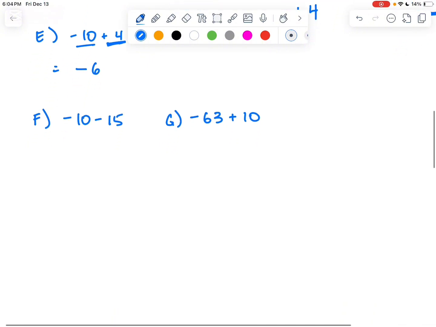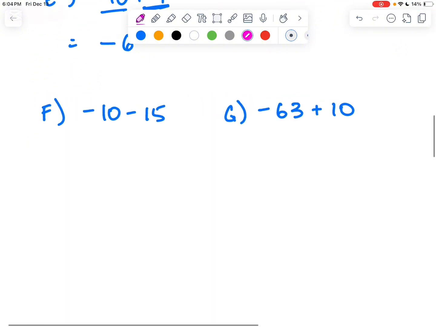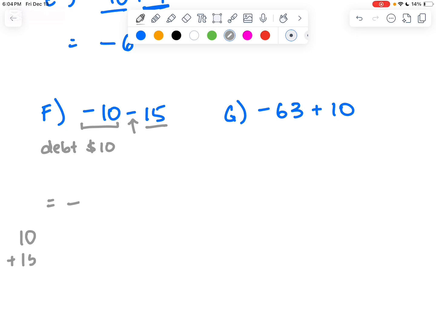Okay, now that you've tried them yourselves, let's take a look at this F question. So I start the day, I'm in debt $10. And I realize I owe someone another $15. So now I am in even bigger debt than I was before. So for my rough work, I can add 10 and 15. And this is how much I now owe people in total. So it's -25.